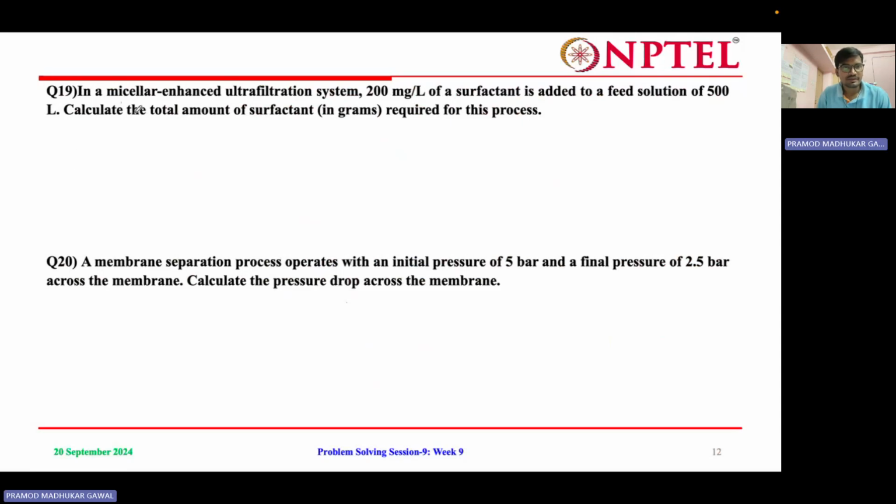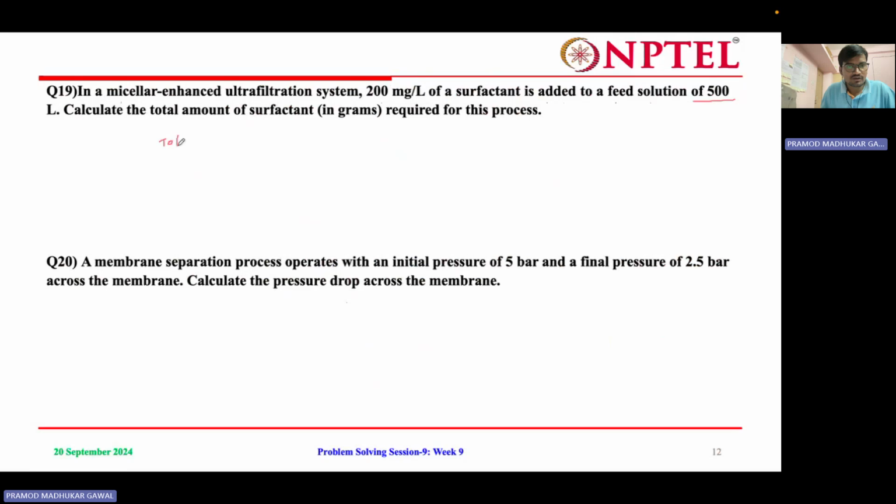Question number 19. In the micellar enhanced ultrafiltration system, 200 mg per liter of the surfactant is added to the feed solution of 500 liter. Calculate the total amount of surfactant in grams required for this process. So here the concentration is given, 200 mg per liter added to the 500 liter solution, meaning you have to calculate how much surfactant is required for this process, right?